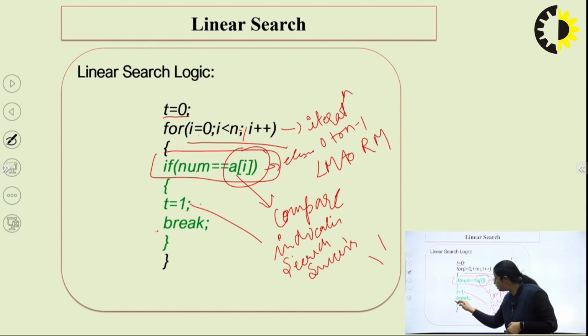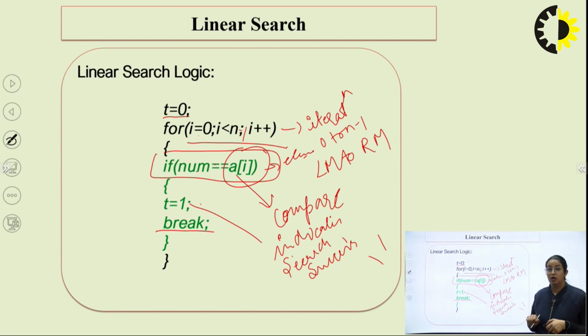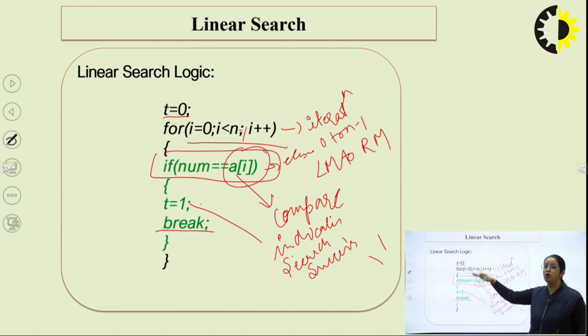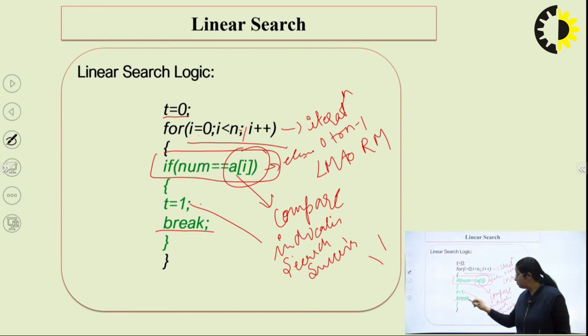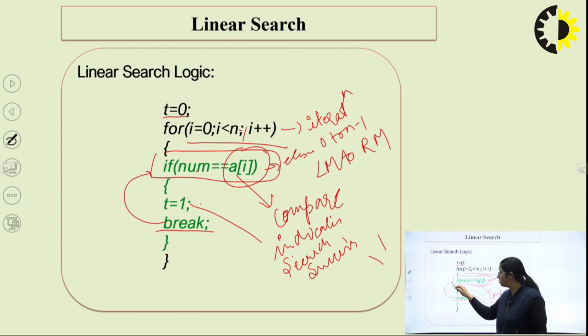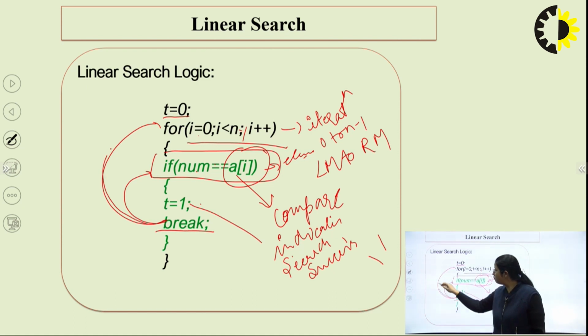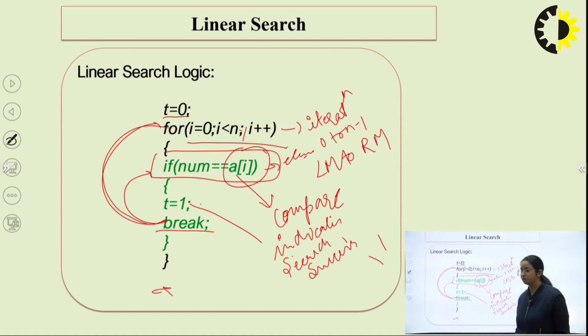And why are we using this break here, and what is its purpose? As I think you are all aware of the concept of break, break is basically used to exit from the entire loop. That means we have two constructs, the if and the for loop. With the help of this break, we just come out from this for loop here.